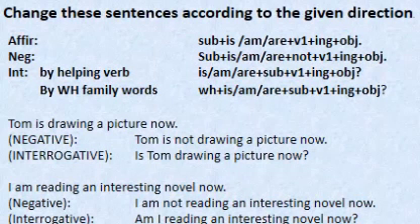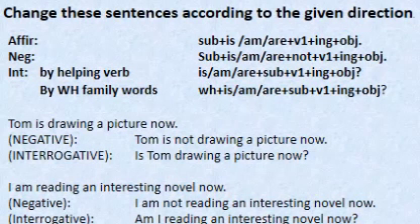So interrogative sentence, so we will make it interrogative by helping verb. Okay, so here is a helping verb is, so first we will put is at the first, then we will write subject, that is Tom, and verb's first form with ing, it means drawing, and then object a picture now. So it will be is Tom drawing a picture now.